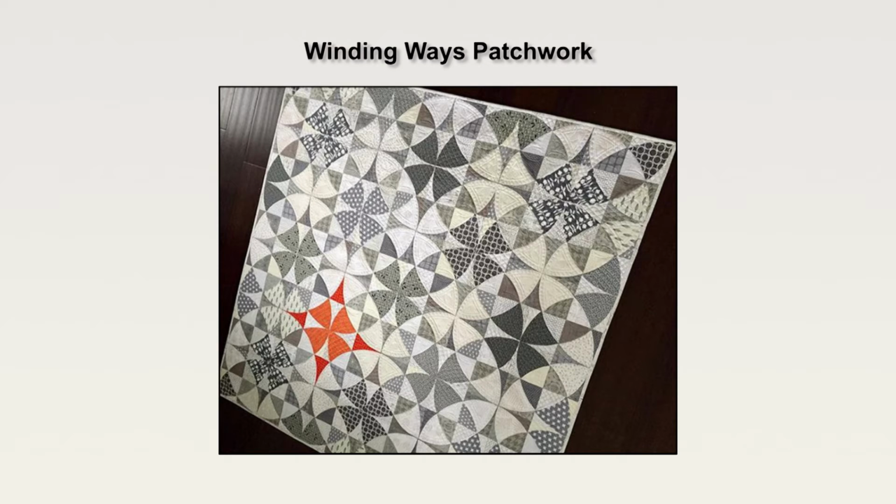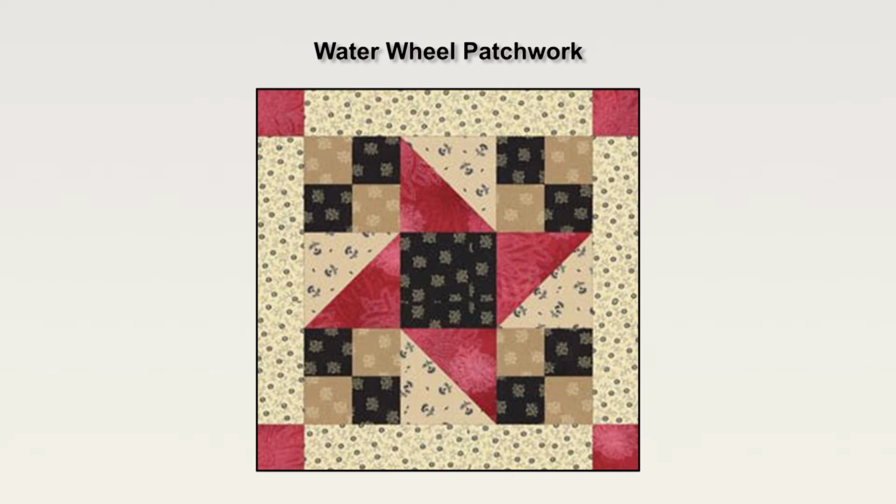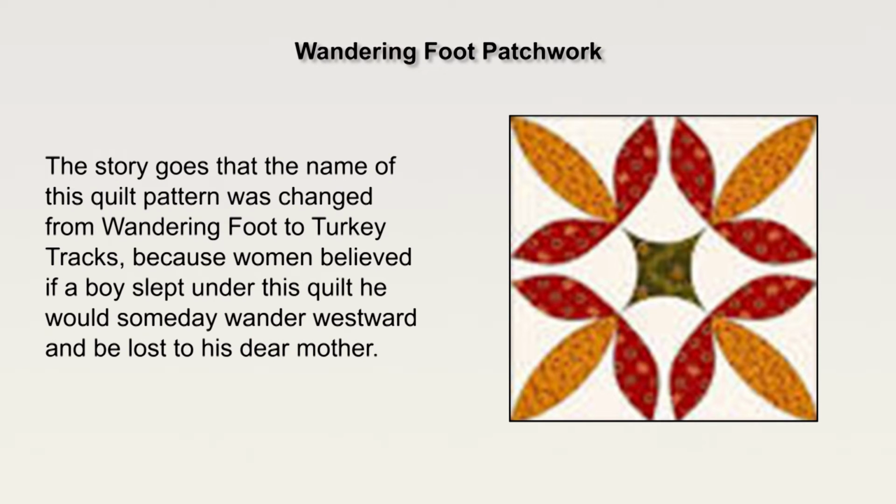Winding ways patchwork. Water wheel patchwork. Wanderfoot patchwork. The story goes that the name of this quilt pattern was changed from wandering foot to turkey tracks because it was believed that if a boy slept under this quilt, he would someday wander westward and be lost.